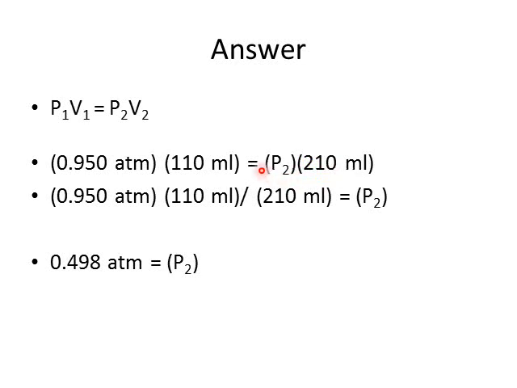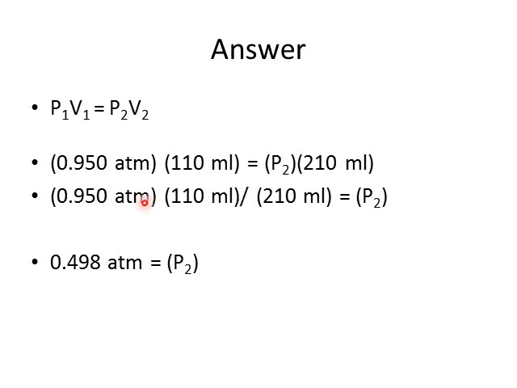Now remember, I want to transpose it to get P2 on its own, so I'm going to divide across everything by 210 mils. So my 0.950 multiplied by my 110 mils divided by my 210 mils. The mils cancel each other out. Remember, you couldn't have litres here and mils here. You must have the same units of measure for volume as well as pressure.